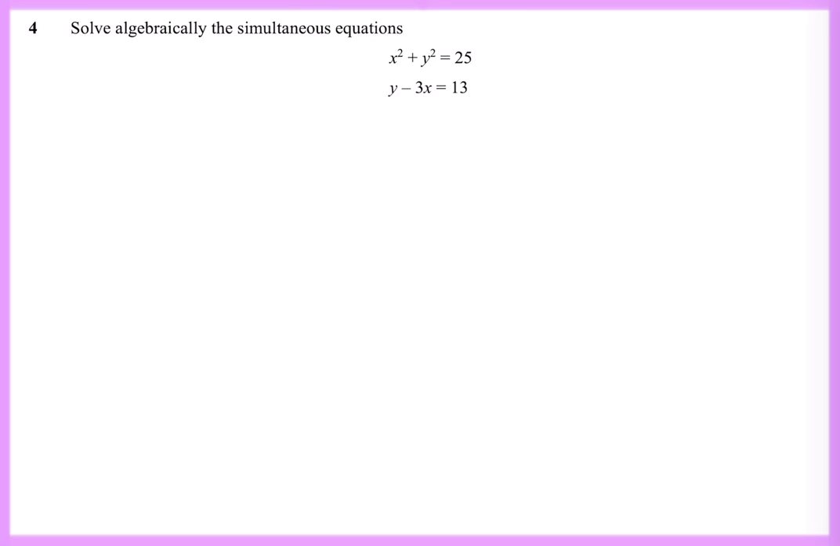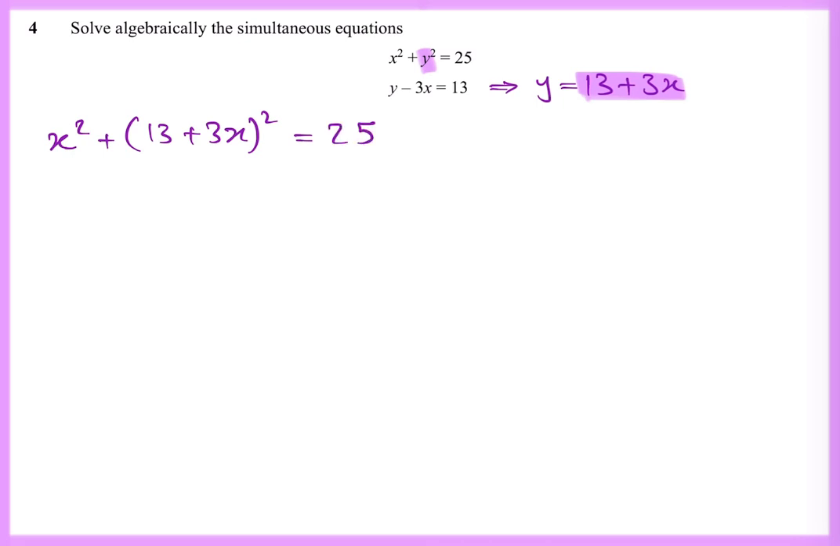Now, the first thing to do, we need to do substitution. To be able to do that, we need to put y or x as the subject in the second equation. The easy way of doing it is putting y as the subject. Now, we need to put this expression for y into the first equation. So, the first equation becomes 13 plus 3x all squared plus 25.